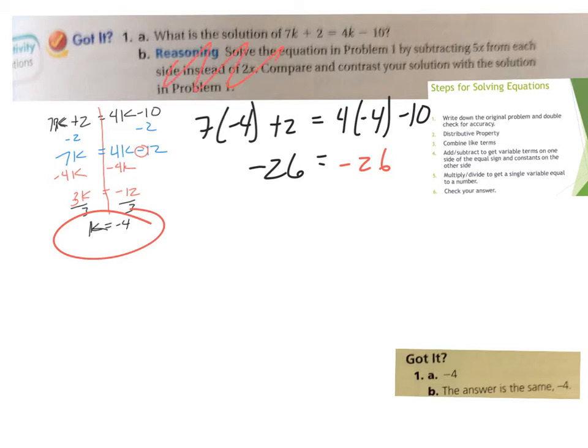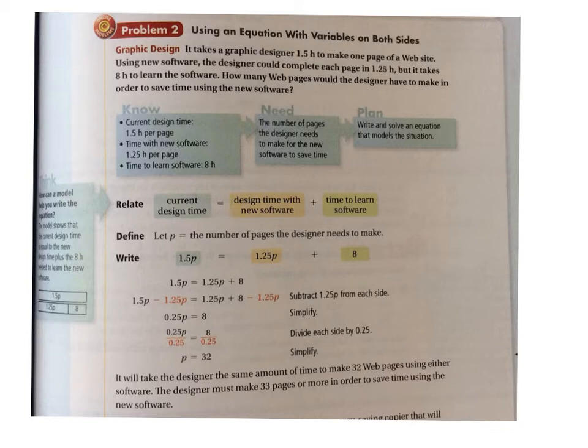I'm going to skip over part B because it's the same here. So, write an equation with variables on both sides. Sometimes you've got to write your own.